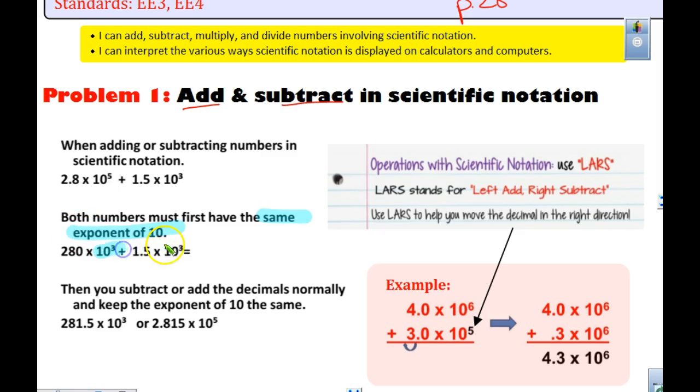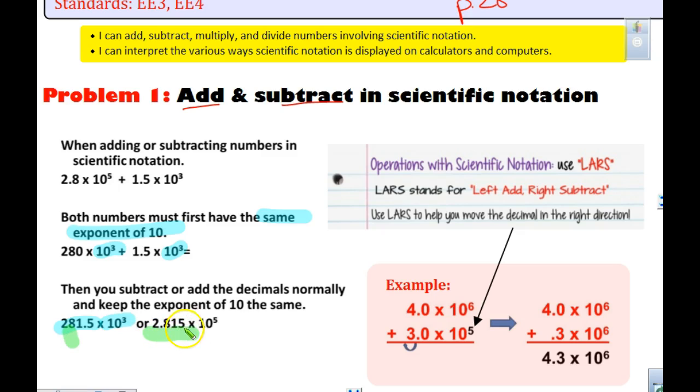They must first have the same exponent of 10. So these two can be added because they're both 10 to the thirds. And what's nice is that then you're just going to add or subtract the number that's in front. So if we were adding 280 times 10 to the third and 1.5 times 10 to the third, we'd add 280 plus the 1.5 and get 281.5, and we keep it times 10 to the third.